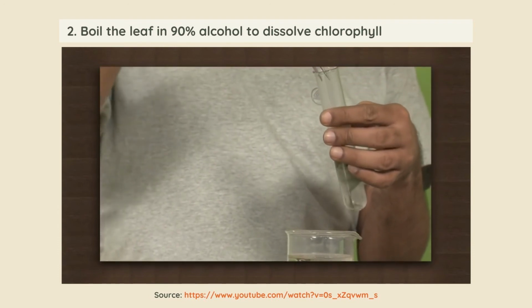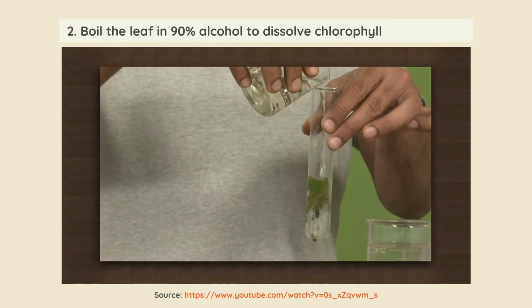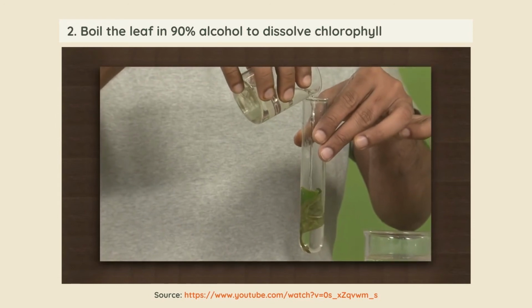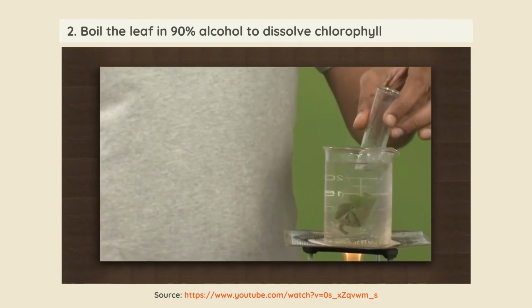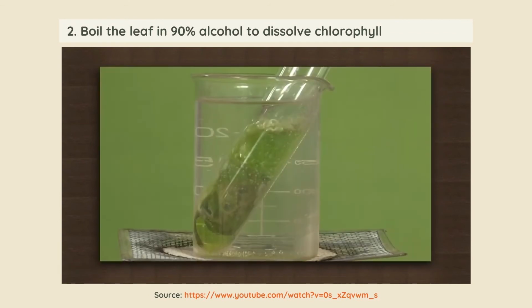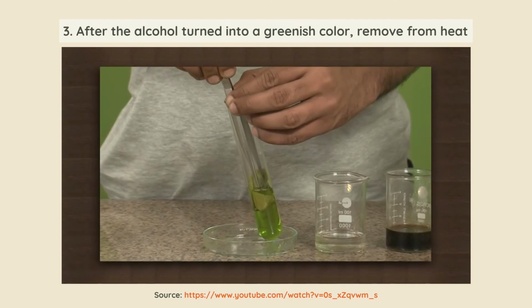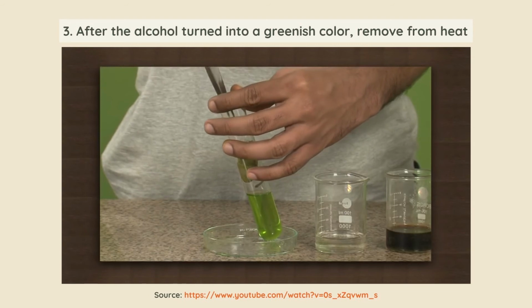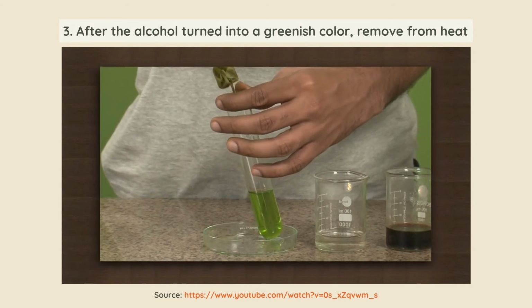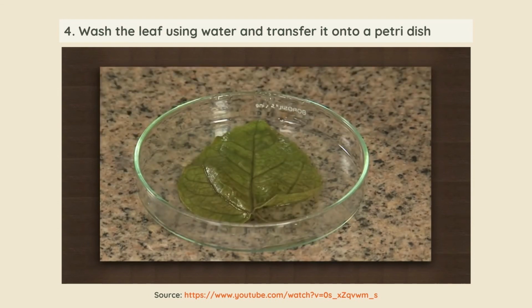To do that, we have to boil the leaf in alcohol using a test tube. But since alcohol is flammable, we have to boil the test tube inside of a beaker filled with water. Thus, we can prevent the alcohol from having direct contact with the flames. If the color of the alcohol has changed into a greenish color, it means that the chlorophyll has been washed off from the leaf.